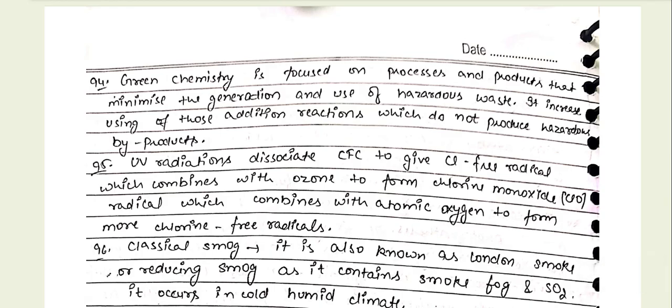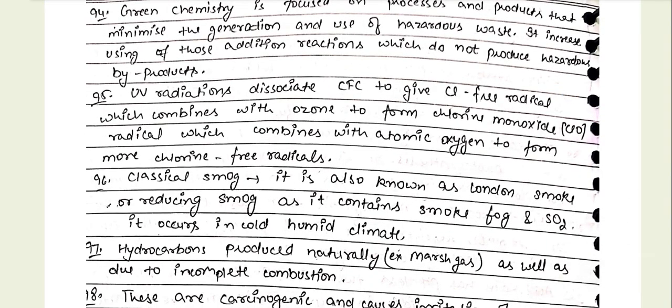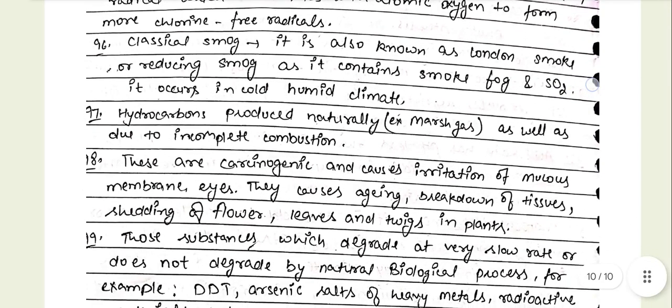Green chemistry is focused on processes and products that minimize the generation and use of hazardous waste. It increases the use of those reactions which do not produce hazardous byproducts. UV radiation dissociates CFC to give chlorine free radical, which combines with ozone to form chlorine monoxide radical, which combines with atomic oxygen to form more chlorine free radicals. Classical smog. It is also known as London smog or reducing smog as it contains smoke, fog and SO2. It occurs in cold humid climate.